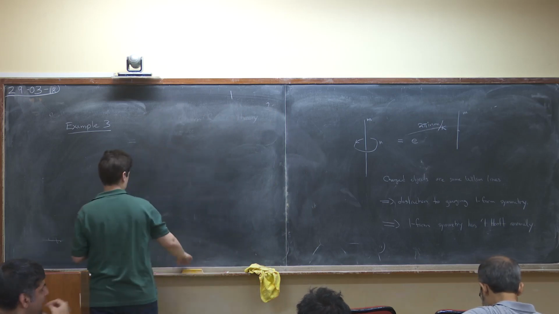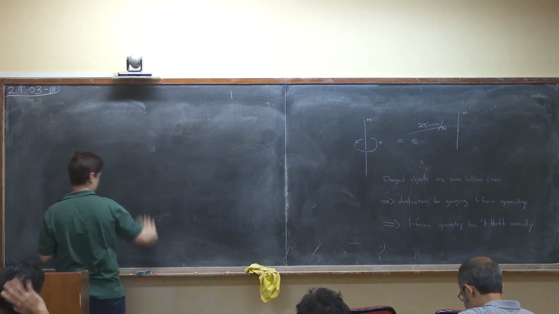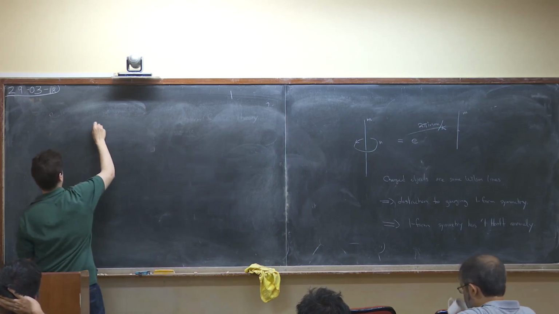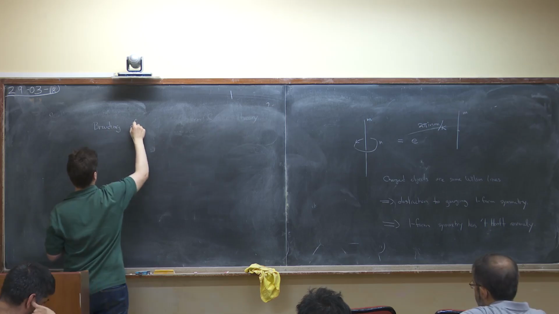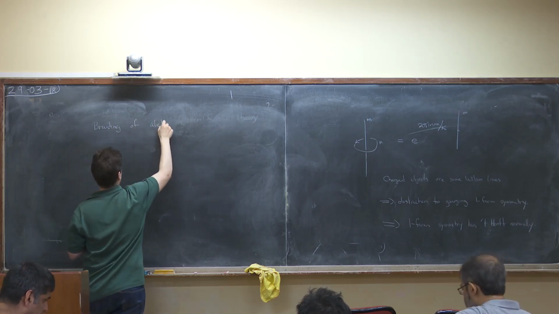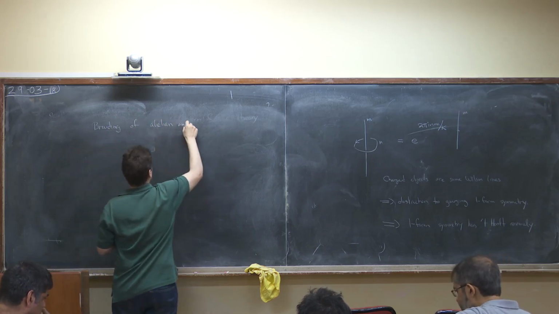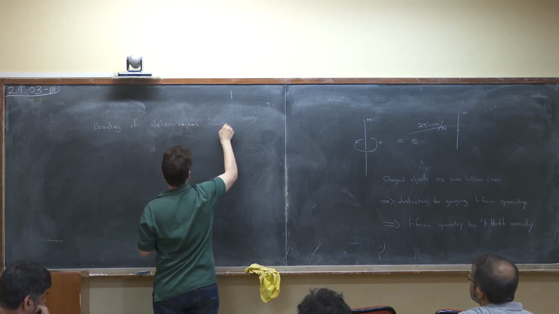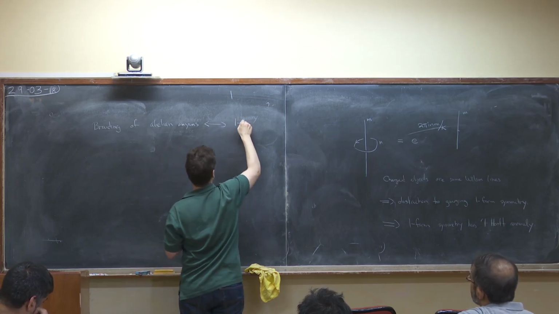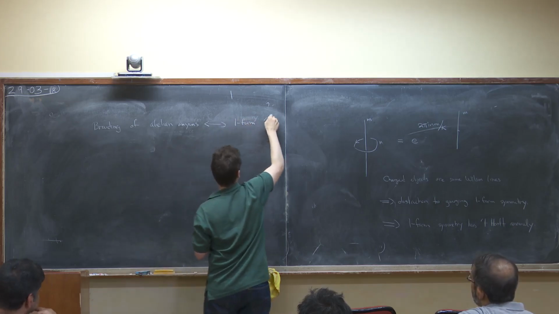So physically, what's happening is that, what's the slogan here? The braiding of abelian anyons in Chern-Simons theory is the same thing as the one-form 't Hooft anomaly.